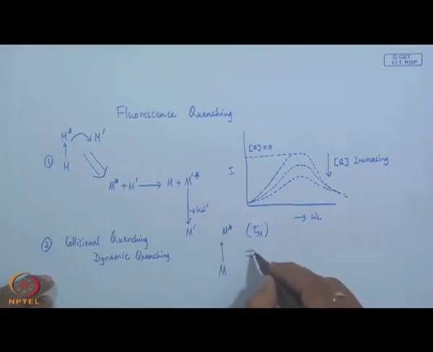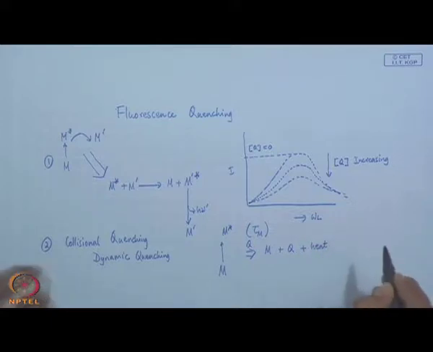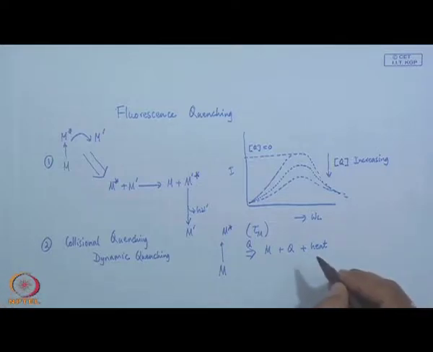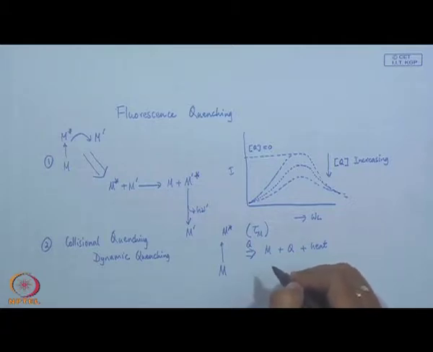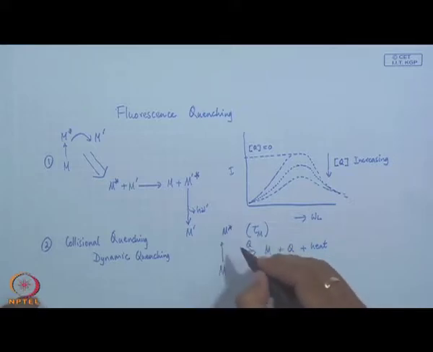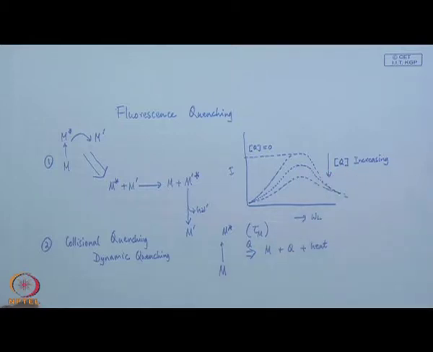So, your quencher is there, and it gives you M in the ground state plus Q plus heat. So, you do not get emission for this. Suppose 10% of this M star is quenched by this mechanism. Then you can expect approximately a 10% reduction in fluorescence intensity of M star. Progressively this will reduce, and you can expect a similar trend, a decrease in the intensity with increase of quenching.